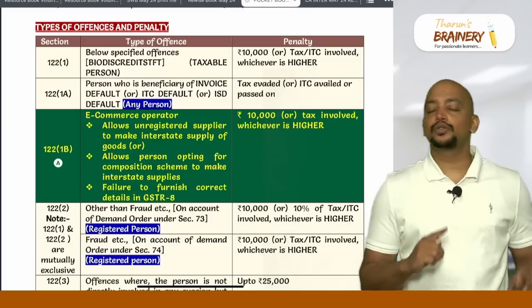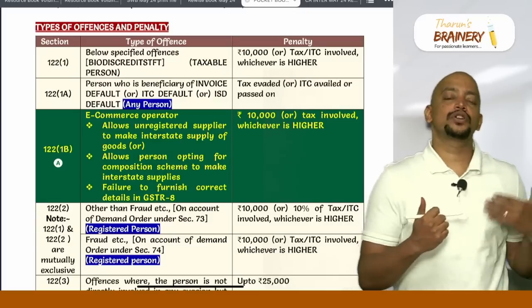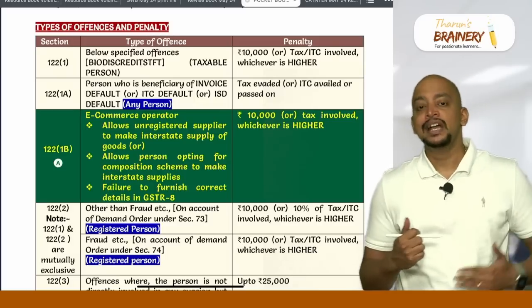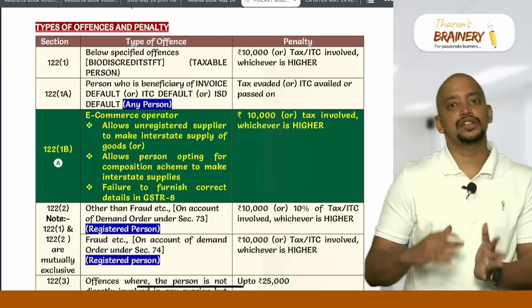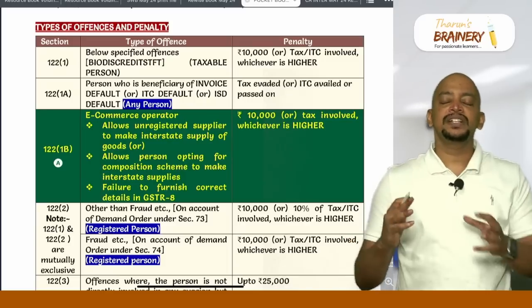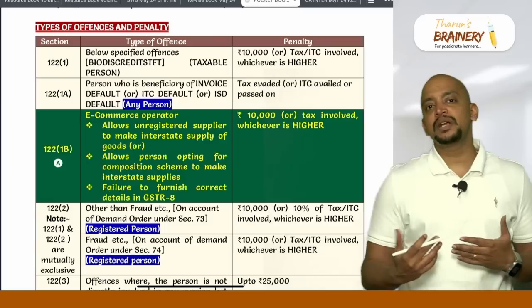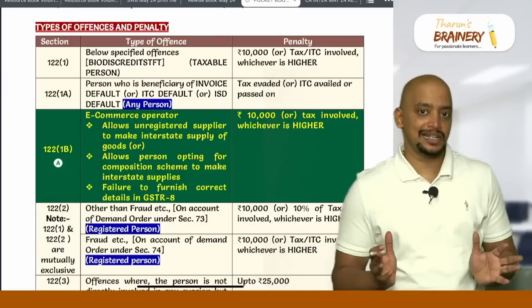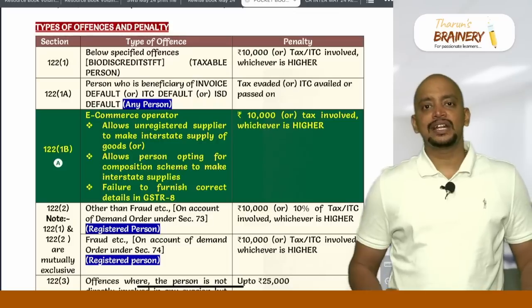So first we will see the 4 aspects: the offences that lead to penalties, second, the offences that lead to imprisonment, then the offences that lead to arrest, and finally the offences which are compoundable. This offences and penalties is a very, very important area, because we have a lot of amendments related to this topic. Okay, so let's see types of offences that lead to penalty.